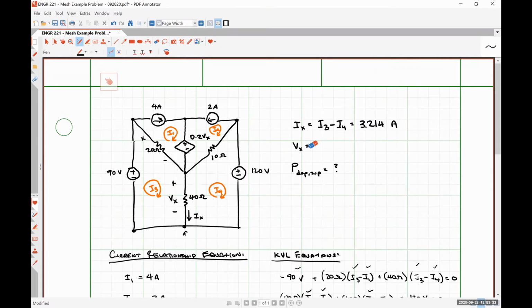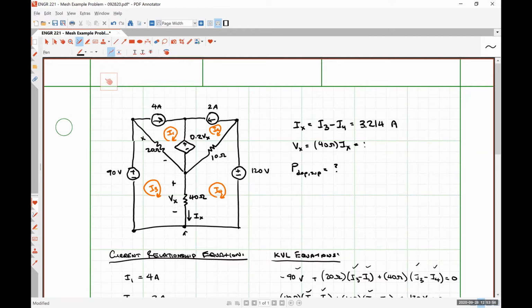Exactly right, just using Ohm's law. So we know all these currents, whenever we want a voltage, we're just going to have to use Ohm's law. Just like when we did nodal analysis, we knew all the voltages. Whenever we needed a current, we used Ohm's law to find that. So Vx is simply 40 ohms times Ix. So let's multiply this guy by 40.